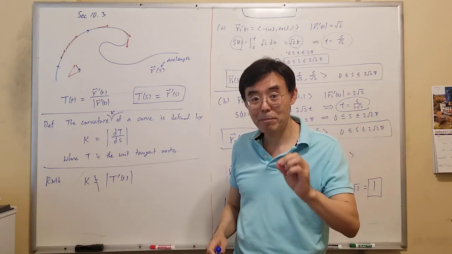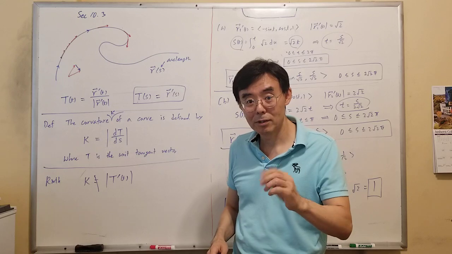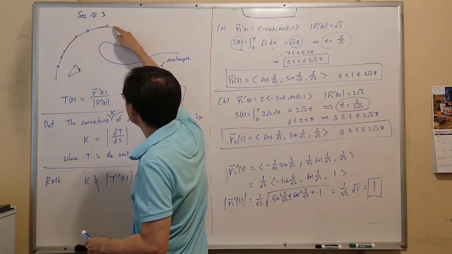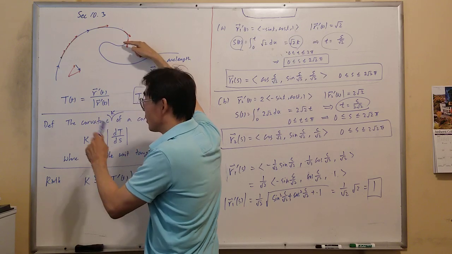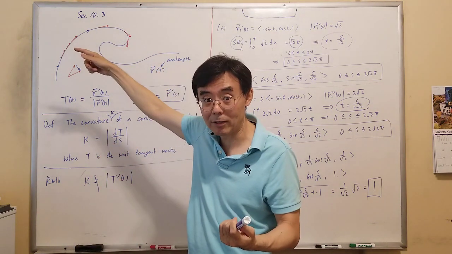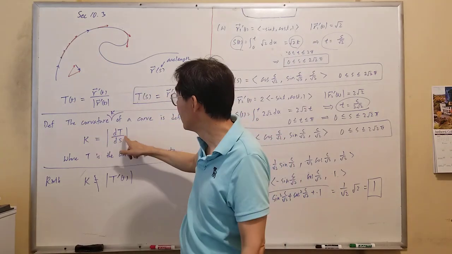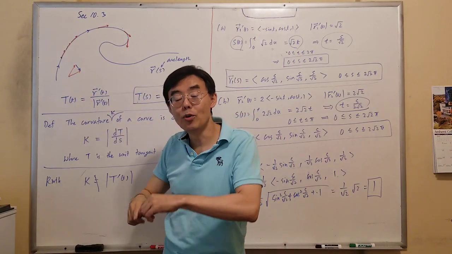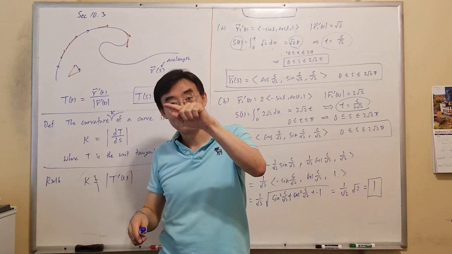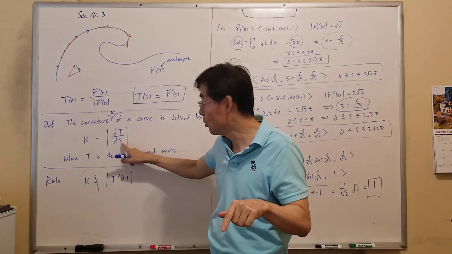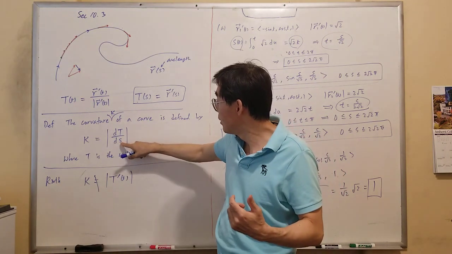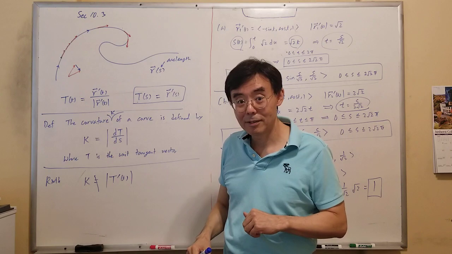You have to compare apple to apple, not apple to orange. So, only when you go through the curve at the same speed can you measure curvature using the derivative of the unit tangent vector. Now, the best one is arc length, when you go through the curve with constant speed one. That's when you use parametrization with respect to arc length. Okay?